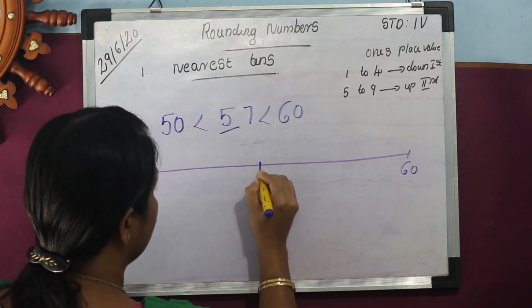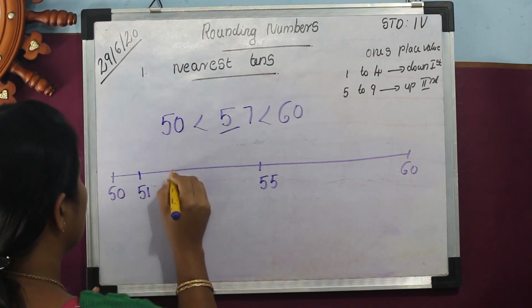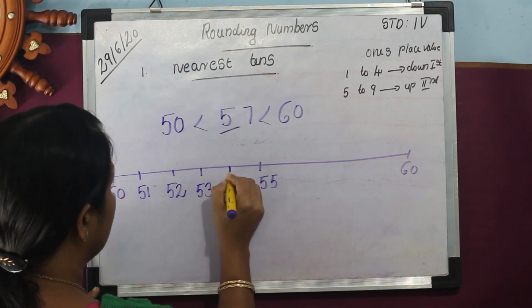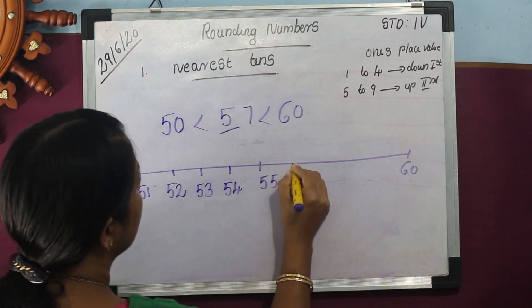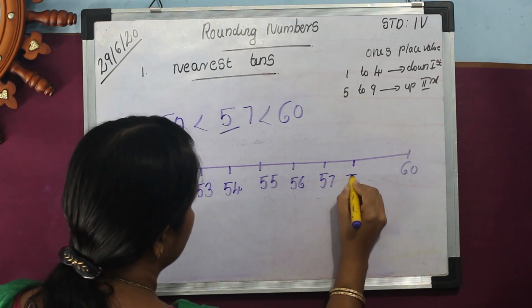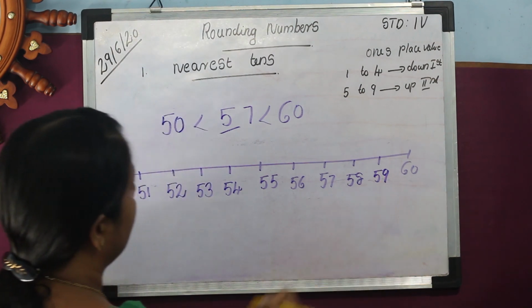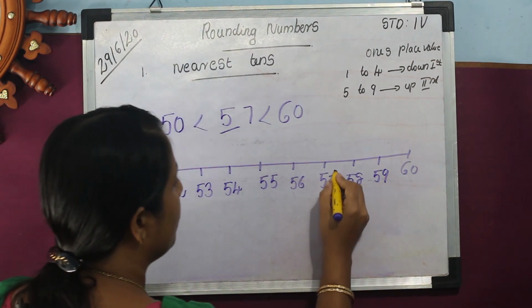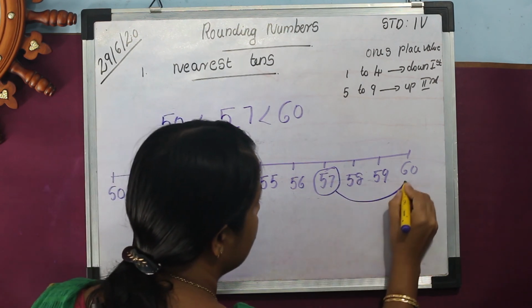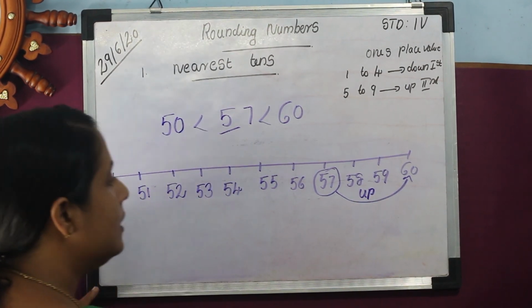Middle number is 55. Then write 51, 52, 53, 54, 55, 56, 57, 58, 59 and the last number is 60. Here our number is 57. So mark it as 57. Then 57 is very close to the number 60. So it belongs to the up category. So it is rounded up to the number 60.